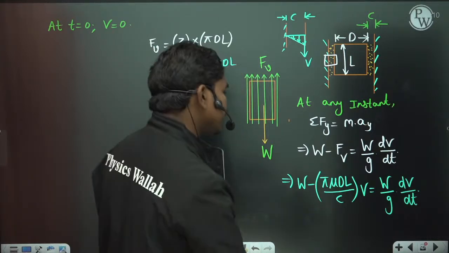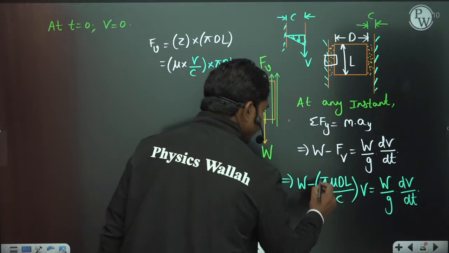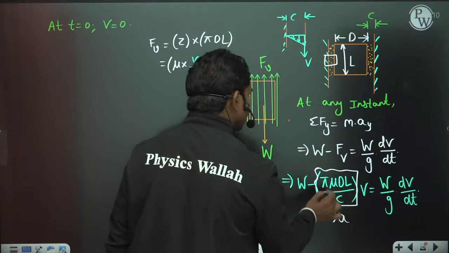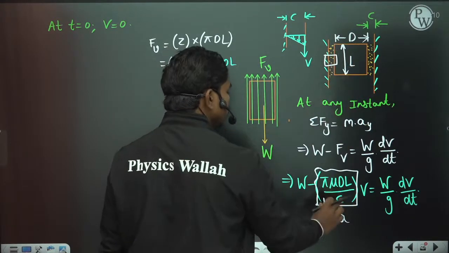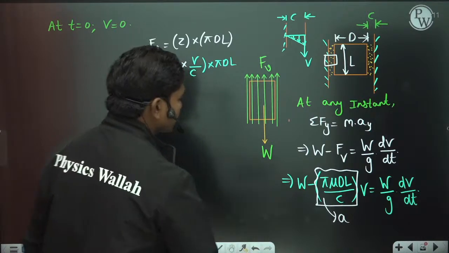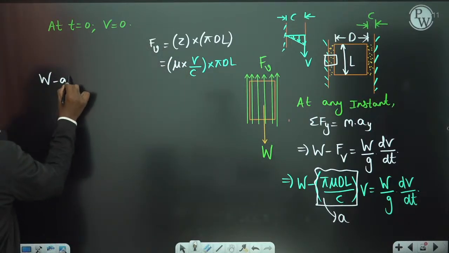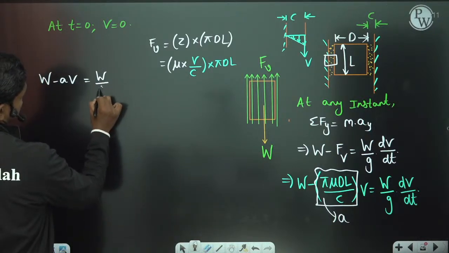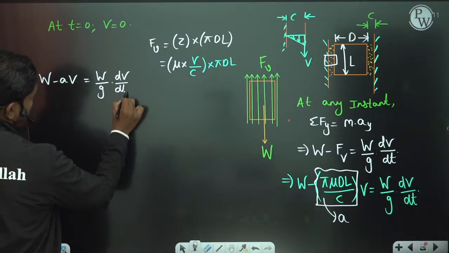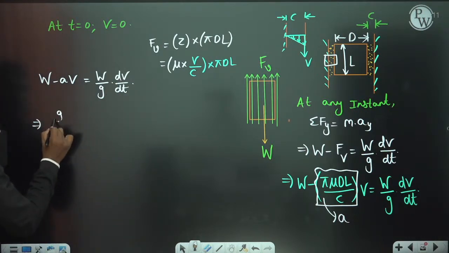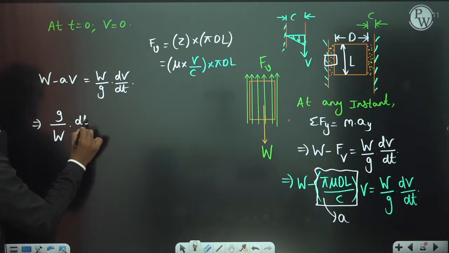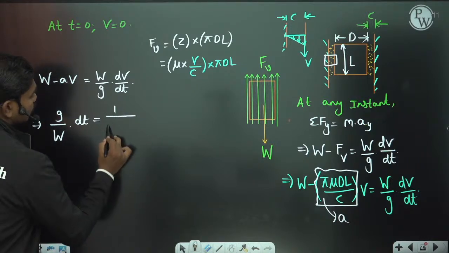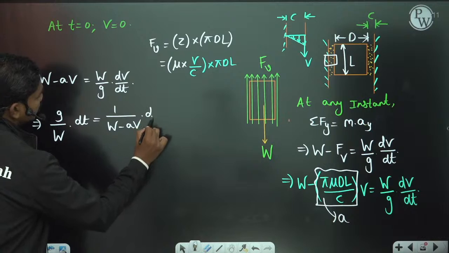Okay, so let us do the integration now. Let us suppose this is some constant a, because every term is constant. Pi is constant, mu is constant, d, l and clearance are all constants. So what you have is W minus aV is equal to W by g times dV by dt. If you simplify this relation, g by W times dt is equal to 1 by (W minus aV) times dV.